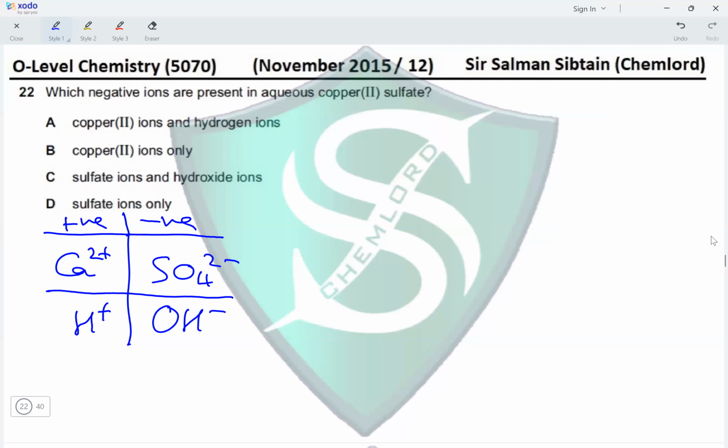Therefore, option A, copper 2 ions and hydrogen ions. These are the positive ions, not the negative ions which are required. Copper 2 ions only, these are positive ions. Sulfate and hydroxide, these are the negative ions. And sulfate ions only, no. Hydroxide ions are also there. Therefore, the correct option for this question is option C.